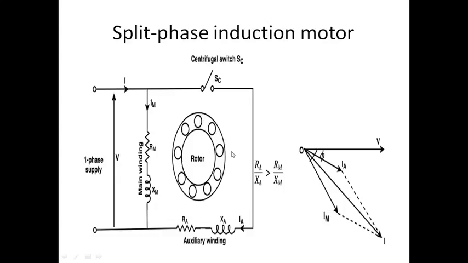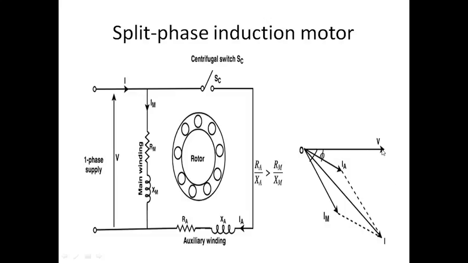This is the diagram for your split phase induction motor. This is your auxiliary winding and this is your main winding. A switch is connected. Why? Because I need a starter to start this motor. Once my motor starts and reaches about 70 percent of speed, I can disconnect my starter. This is the circuit diagram, and this is the phasor diagram.